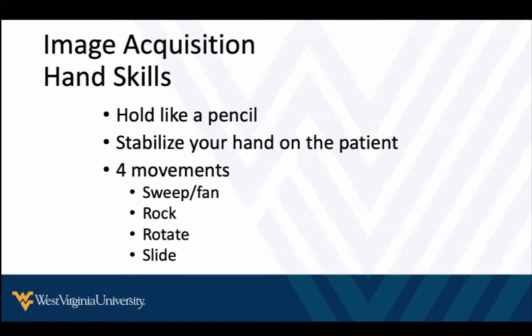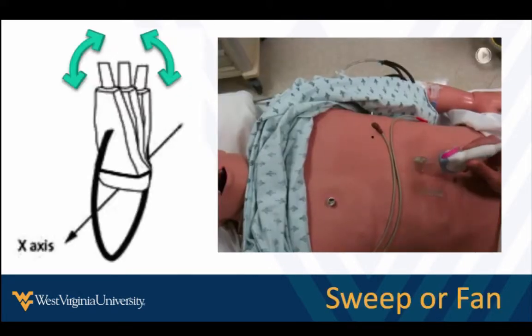And we're going to talk about four basic movements that you do with the probe. So even though it sounds kind of silly, I guarantee you if you think what movement am I doing and how is that affecting my image as you're practicing, that's going to make you gain ultrasound skills a little faster. And the movements are sweep, or sometimes called fan, then there's rock, rotate, and slide. And we're going to demonstrate those just a little bit.